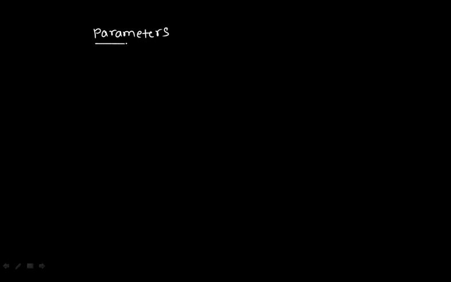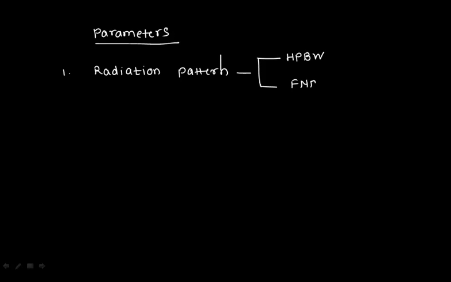The first parameter is the radiation pattern. I can't say this is itself a parameter, but if I understand the radiation pattern, I can understand other parameters based on it. So first is the radiation pattern, from which I can understand the half power beam width. If I understand this, I can understand the first null beam width of that antenna. The second parameter is the directivity.